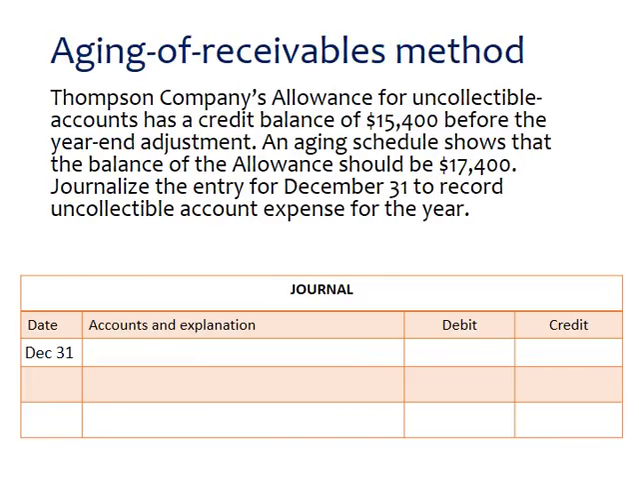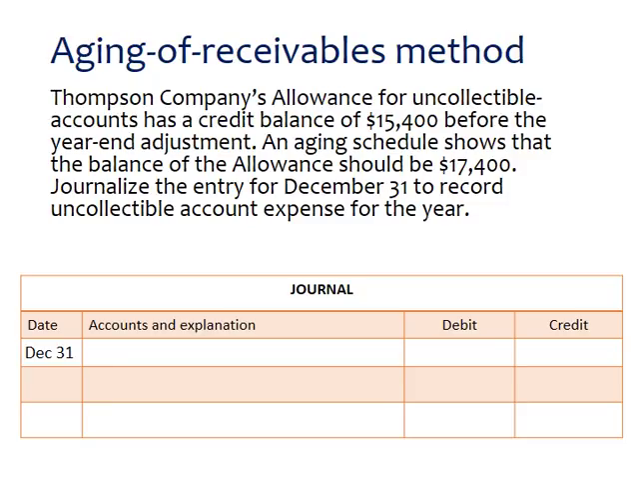Now we will look at the aging of receivables method. Here's our example. Thompson Company's allowance for uncollectible accounts has a credit balance of $15,400 before the year-end adjustment. An aging schedule shows that the balance of the allowance should be $17,400. Journalize the entry for December 31st to record uncollectible account expense for the year.